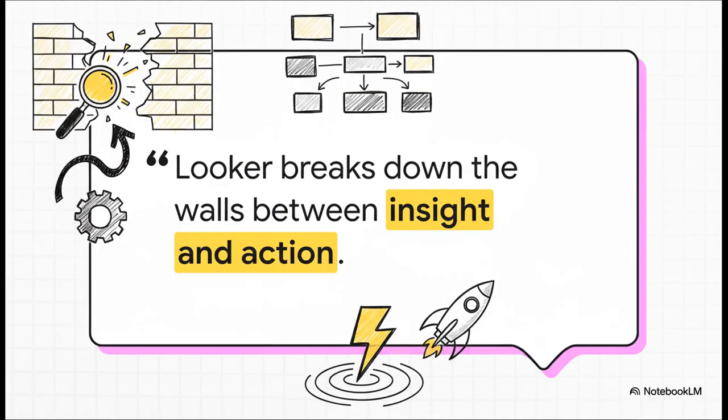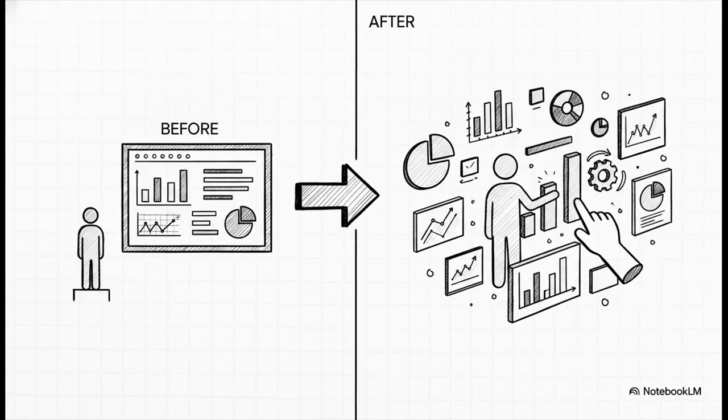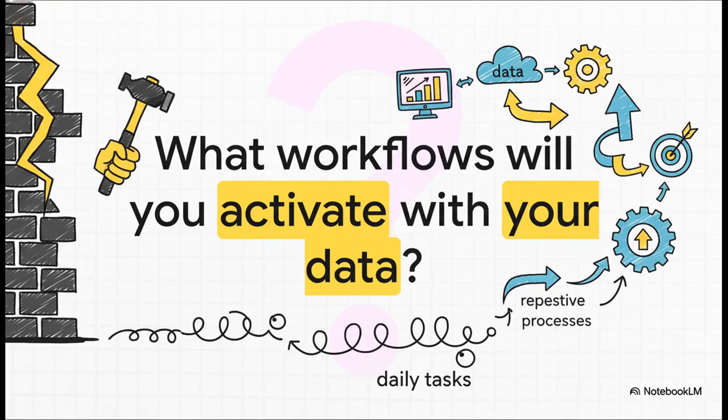This quote from the source material just says it all, doesn't it? The whole point of modern business intelligence isn't just to show you what's happening. It's to empower you to influence what happens next. And that right there is the key takeaway. This is a fundamental shift from passive data consumption, just looking at dashboards, to active data interaction. Your data stops being a static report and becomes a dynamic, interactive part of your job, helping you get things done faster and smarter.